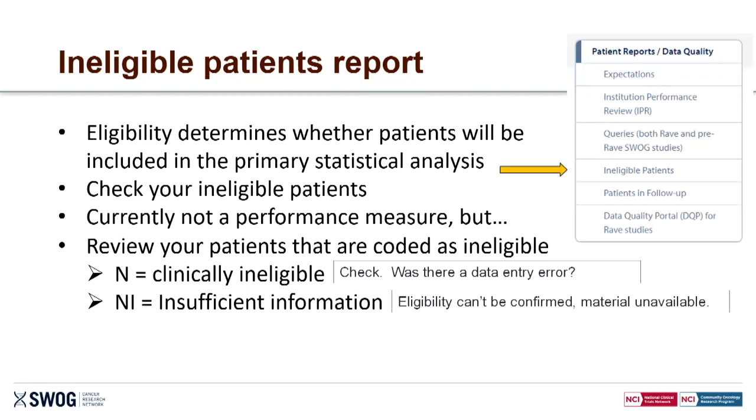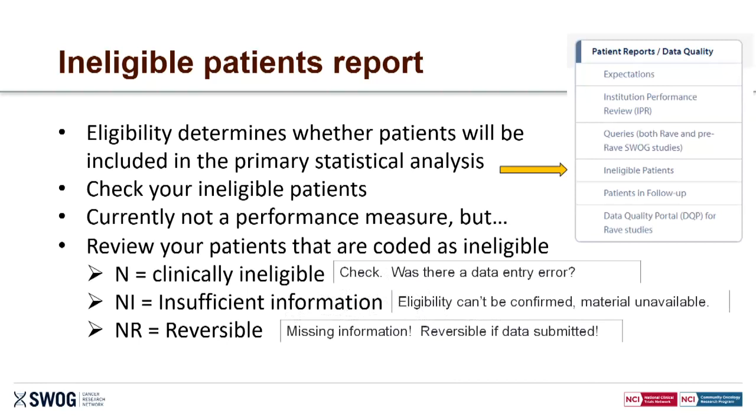But then we have a third category, which is reverse NR, or reversible. Here, there's missing information, but it's reversible. They might be ineligible, but if you submit that lab because it was done and you just didn't write it on the form, then that patient can be made eligible.